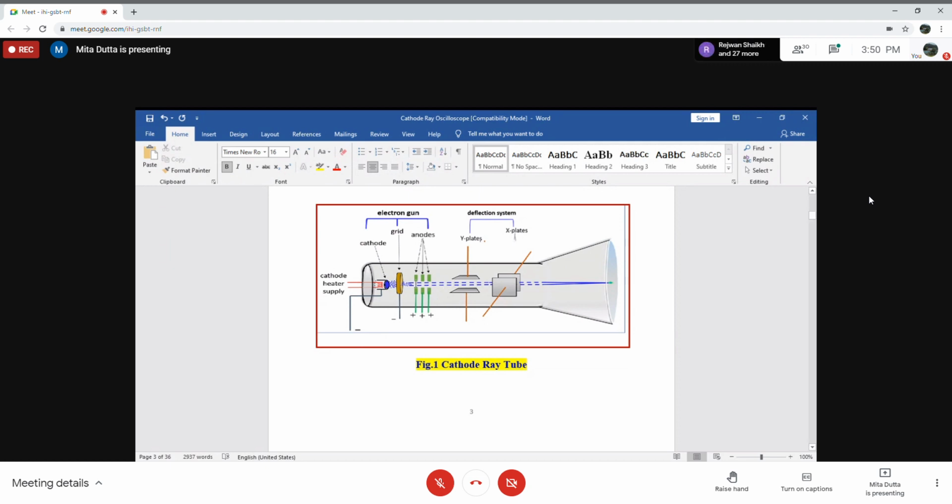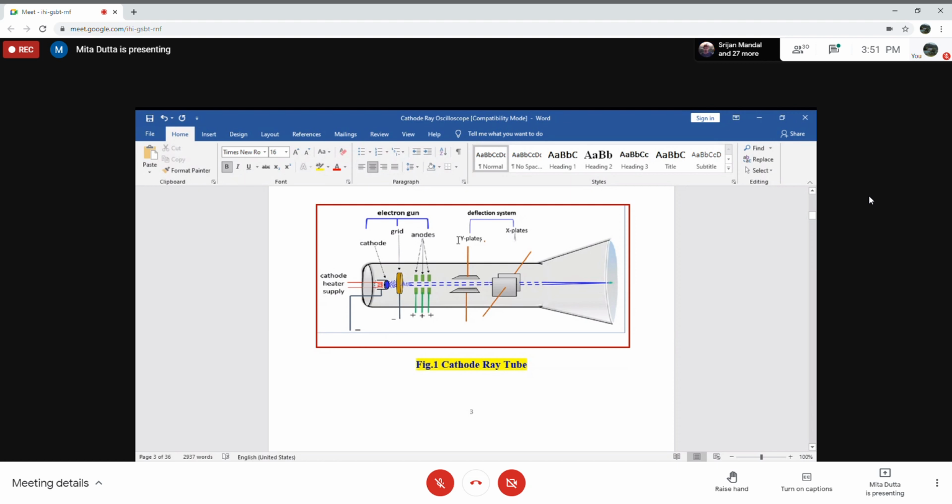Now, after passing through the focusing and accelerating anodes, the beam will pass through two sets of deflecting plates, from the figure we have seen. One set is known as Y plates, and the other set is known as X plates. When there is no voltage applied to these two plates, the beam will go straight and strike the fluorescent screen at the center.